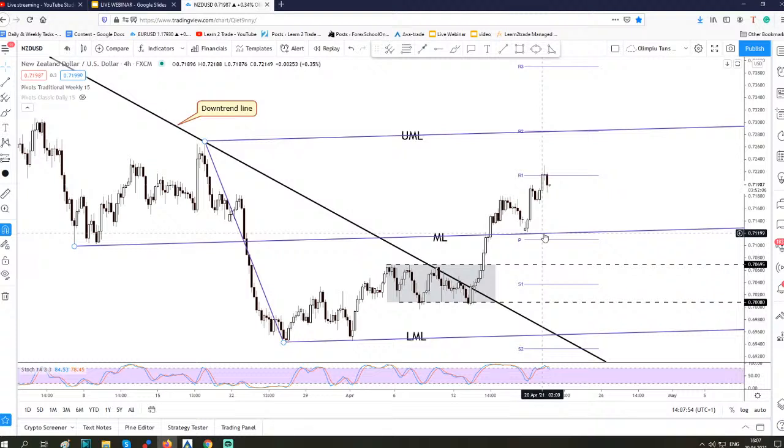It has failed to retest the medium line. We had a gap down, the price has closed at the gap down, signaling that it should move further higher. Okay, yes, we'll talk about the gold as well. Thank you, Adam. Okay, so that's it for the New Zealand dollar versus the US dollar.